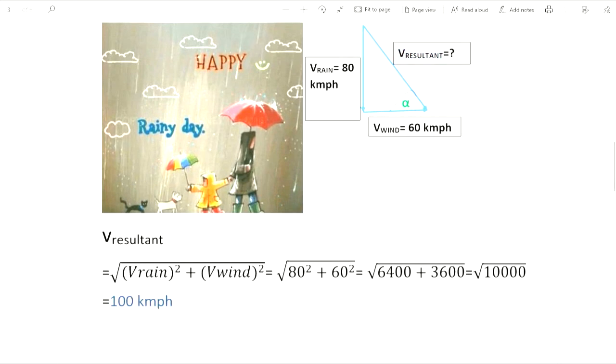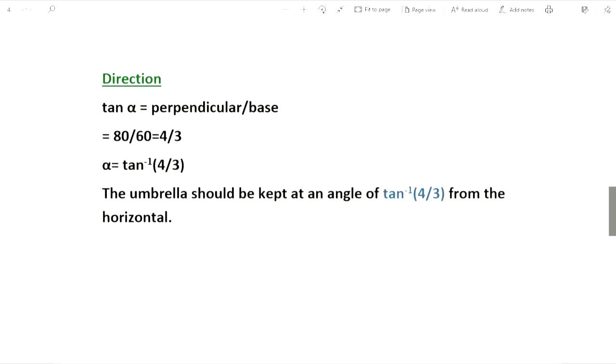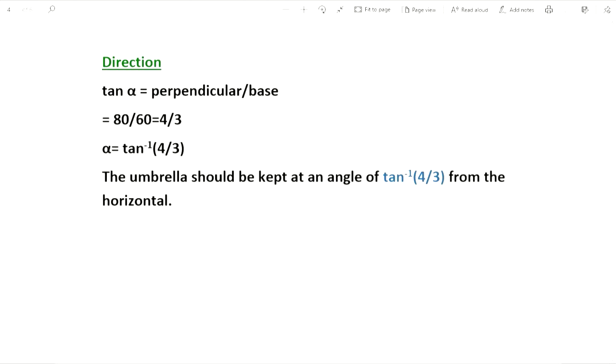After this we will see one more example of crossing over of a boat in the shortest path and shortest time. When we talk about crossing over, again this is a vector sum. Now if we talk about the direction of the rain, then tan alpha is perpendicular upon base, that is 80 by 60, and it is 4 by 3. Alpha is tan inverse 4 by 3. So the umbrella should be kept at an angle of tan inverse 4 by 3 from the horizontal. Now this is very clear that the angle should be tan inverse 4 by 3 in order to safeguard from rain.